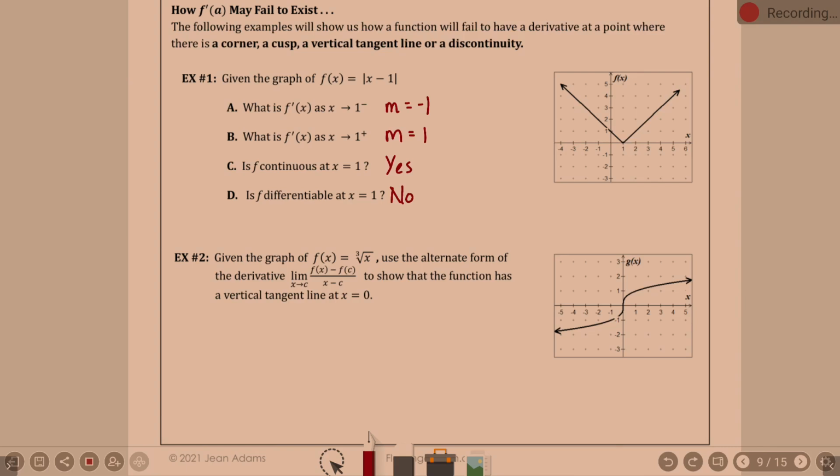For my explanation, I put it in the official form: the limit as x approaches 1 from the left of f prime of x, the derivative, does not equal the limit as x approaches 1 from the right of the derivative. There is no derivative. Okay?